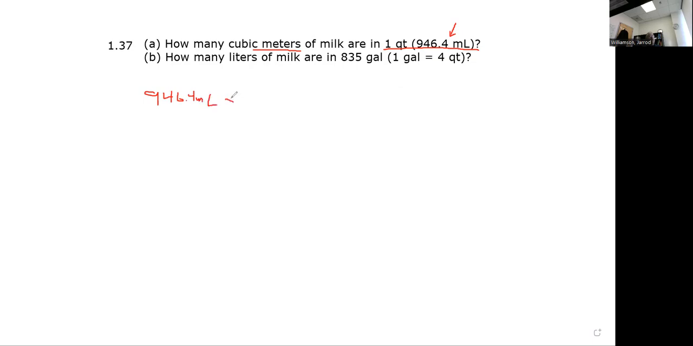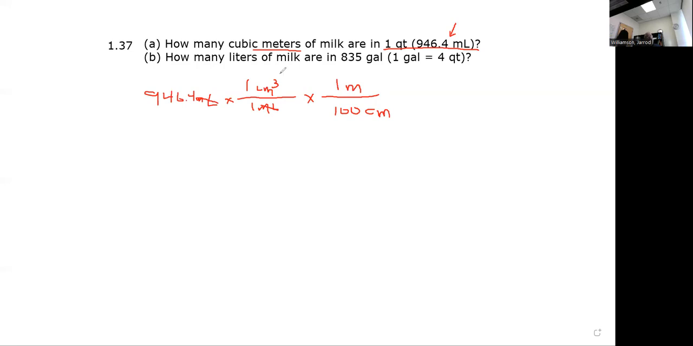And then a relationship I have to know is that 1 milliliter is 1 cubic centimeter. So that'll get me from milliliters to cubic centimeters, but that doesn't get me to cubic meters yet. But I know that 100 centimeters is 1 meter.